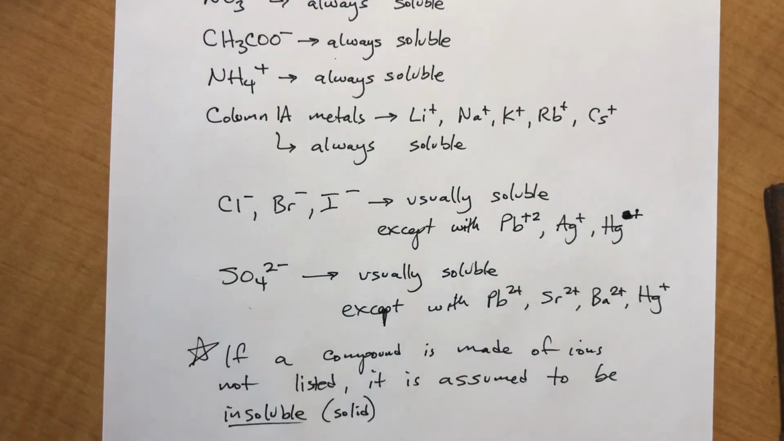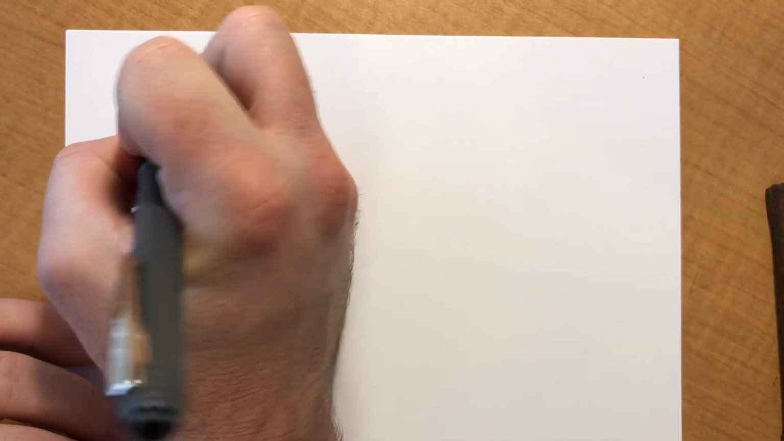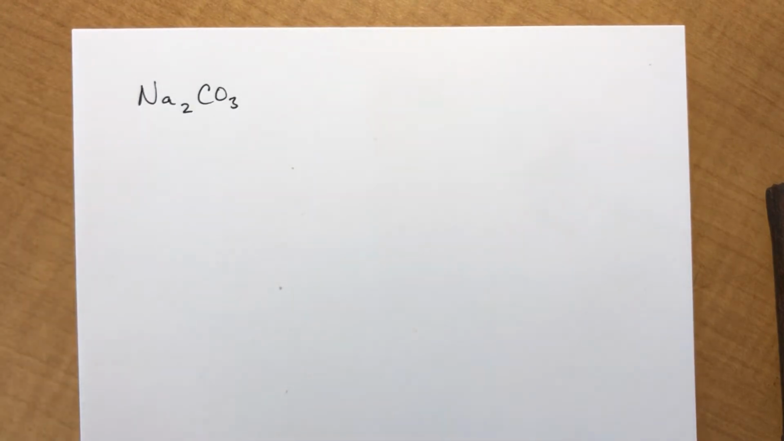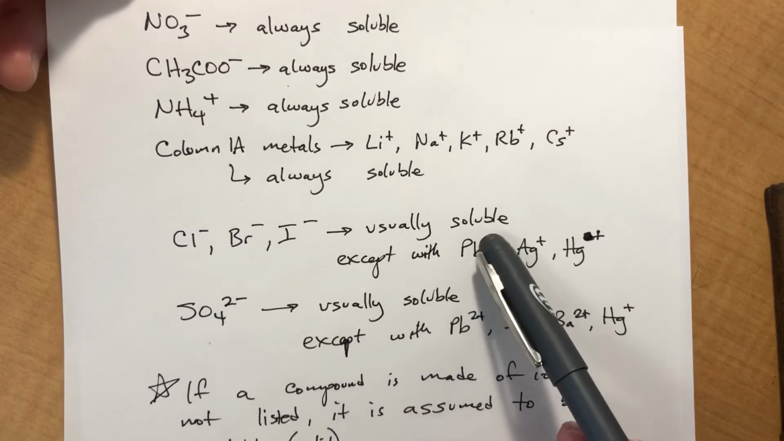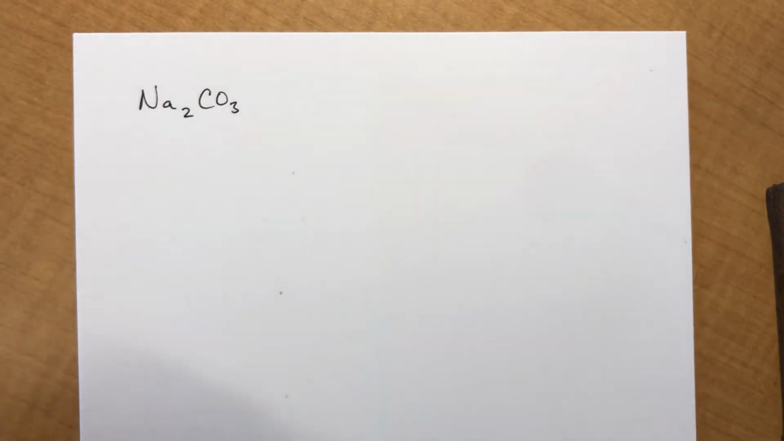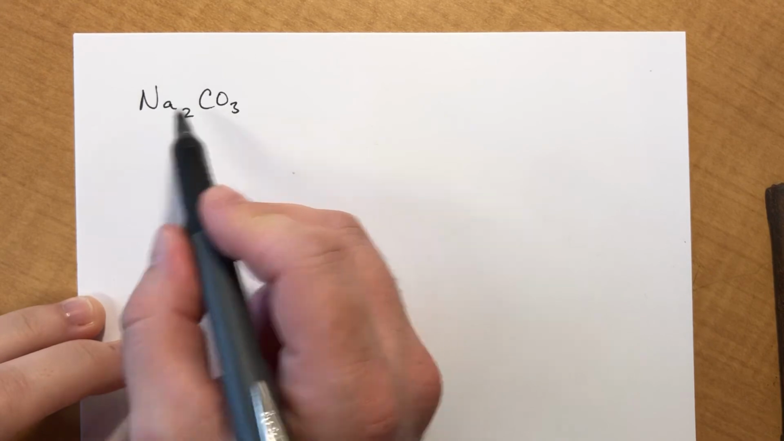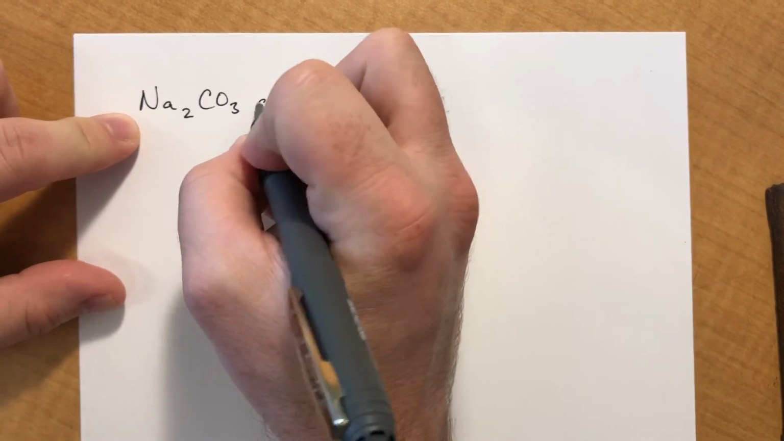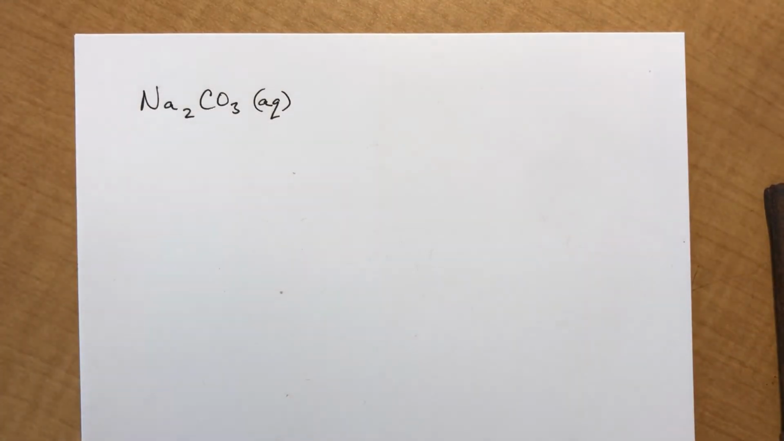So let's try a couple examples and see how this works. Let's say we've got something like sodium carbonate. If something is soluble, it'll be aqueous. If it is insoluble, it will be a solid. So what we want to know is if you throw it in water, do we write it as aqueous or solid? We don't know anything about CO3, but we do see that sodium is in column 1A, and it's always soluble. So this would be aqueous if you dissolved it. If you threw this in water, it would dissolve.